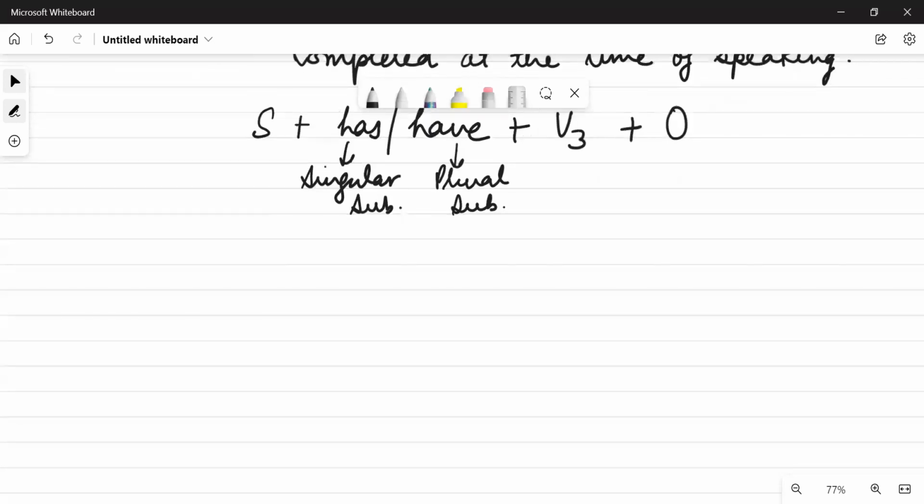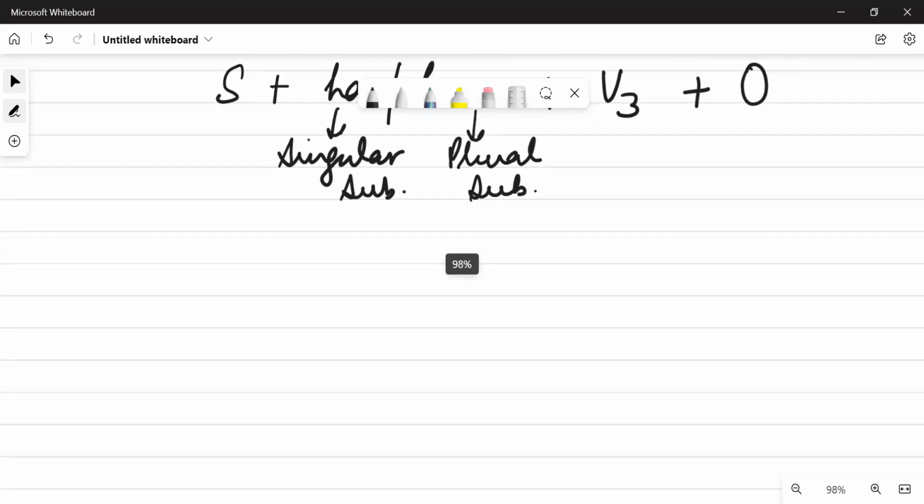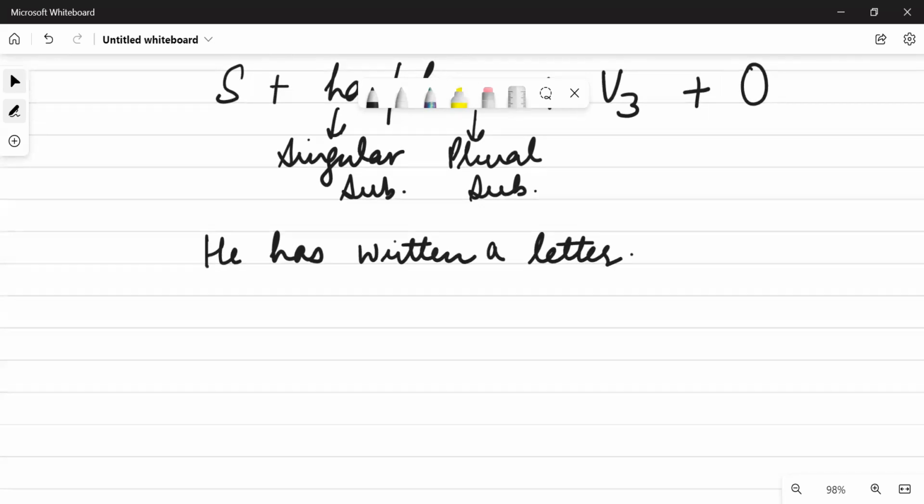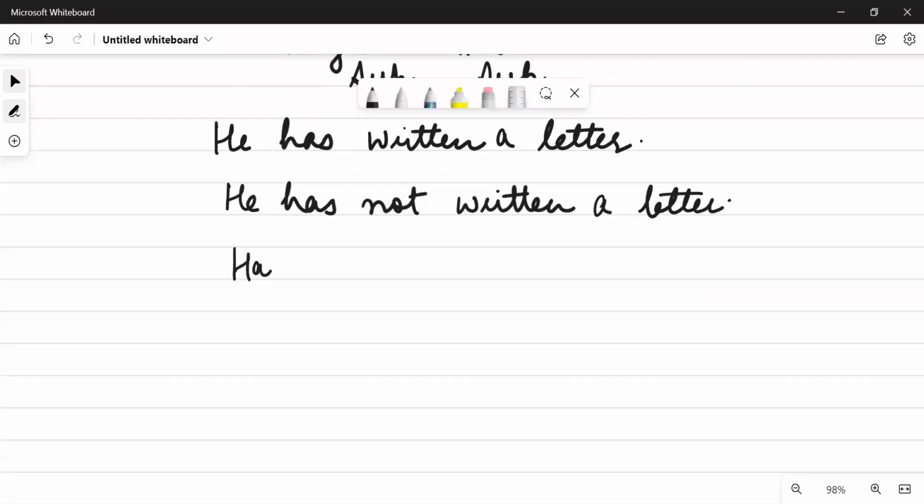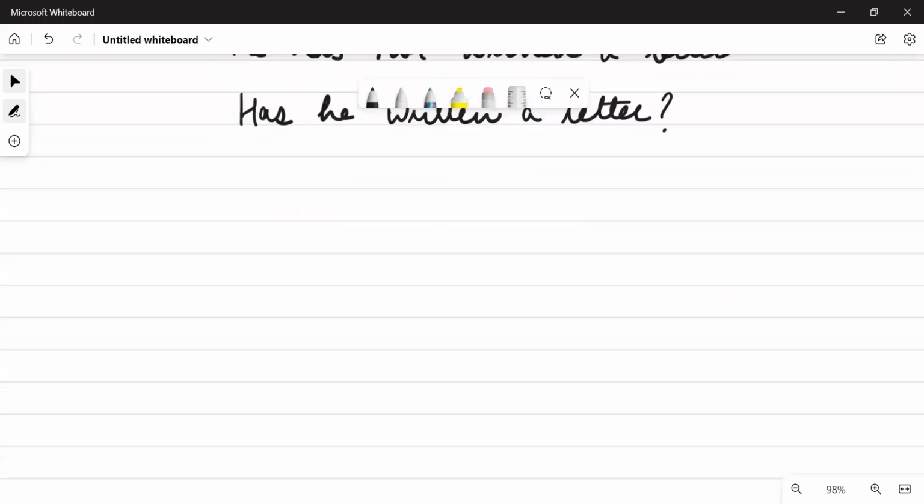Okay, now I'm taking the same example. For example, if we say he has written a letter, okay, then negative will be he has not written a letter. And the question is going to be, has he written a letter? Right? So this is how present perfect works.